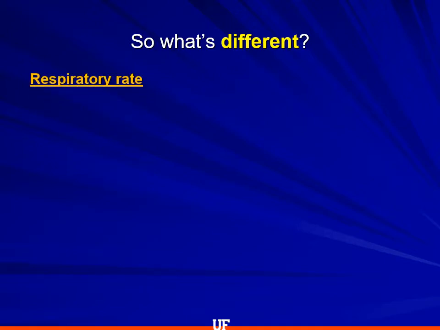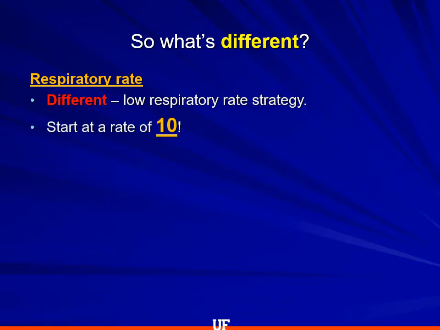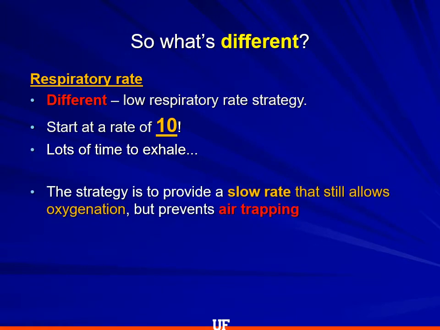And what's different in this group is you're going to go a lot slower. So start with a number like 8 or 10, and your goal is to give them lots of time to exhale between breaths, to get all that air out before more air is forced in. Your strategy is that although you want a rate high enough that keeps their sats up, you want it low enough that they can get all of that air out slowly before the ventilator forces in a new breath.